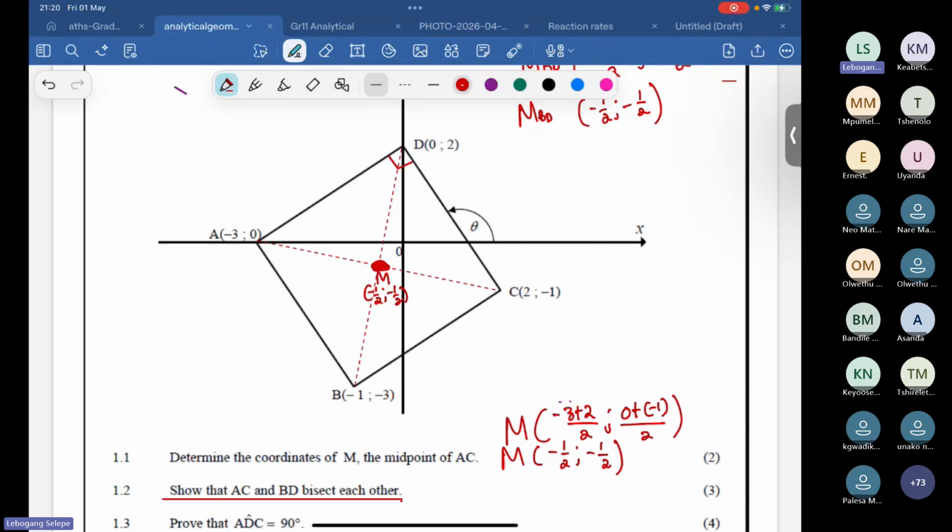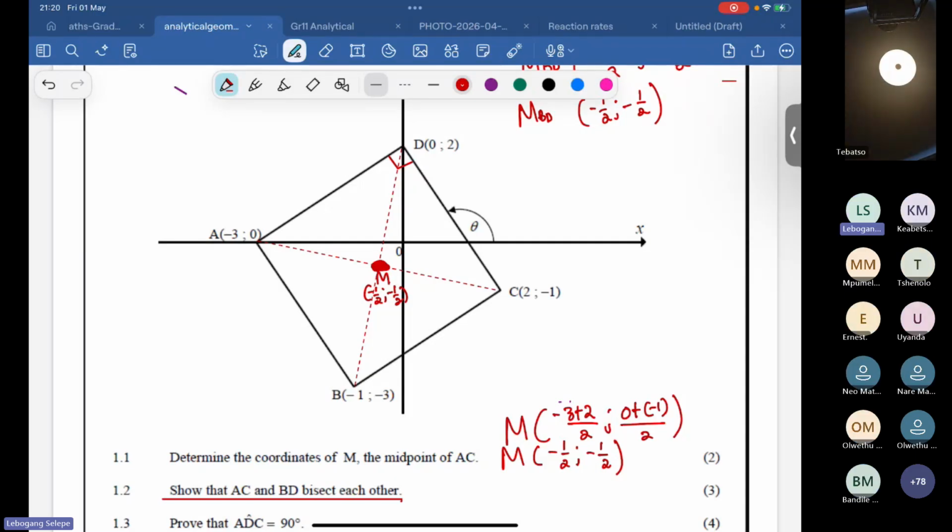And then now, the third question says prove that ADC is 90 degrees. That's where we're at. So there are multiple ways in which you can prove that angle is 90 degrees. One of them is that the angle of 90 degrees automatically tells us that this line is perpendicular to this line. Does that make sense?